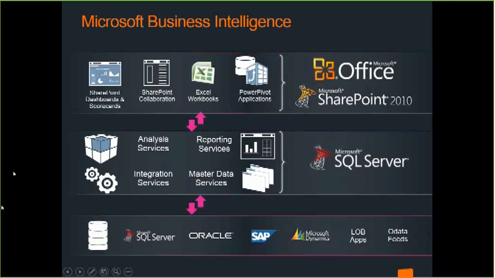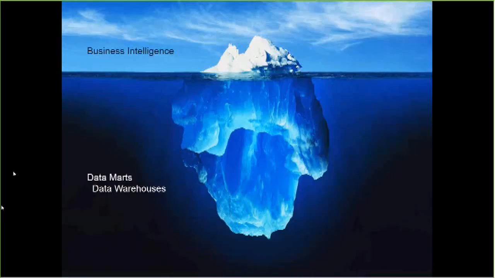So the simplified view of what is Microsoft BI boils down to the capabilities that you see on the left-hand side and the products that deliver these capabilities on the right-hand side. I think it's important to point out, however, that the business intelligence front end is really only the tip of the iceberg. The real work in delivering consistent information happens behind the scenes in data marts and data warehouses. And commonly, if a business is unhappy with their business intelligence tools, something is usually wrong with the back-end data warehouse.